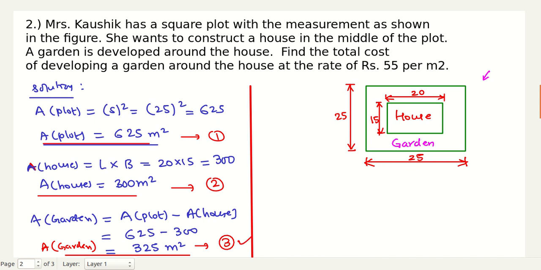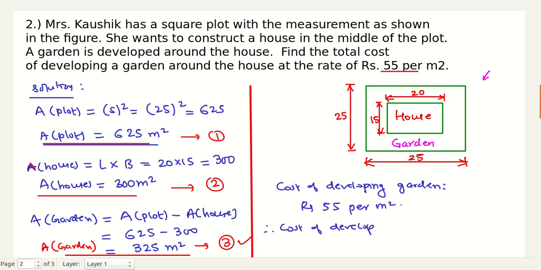Okay, so ultimately since we have found the area of the garden, that is 325 meters square, now the information given to us is that the cost of developing the garden, what is that? It is given as rupees 55 per meter square, and we know the area of the garden is 325 meters square. Therefore the cost of developing the garden, that is 325 meters square of garden, will be how much?